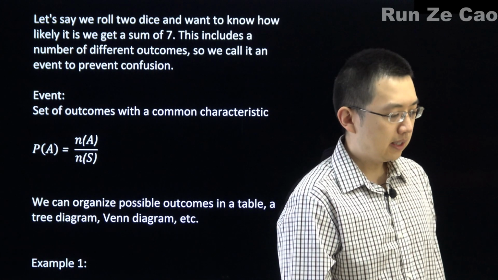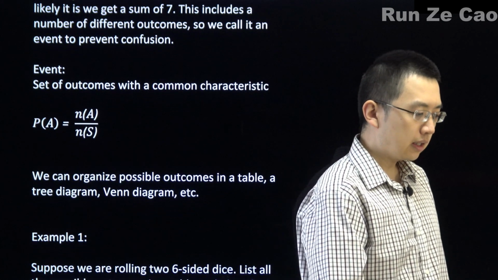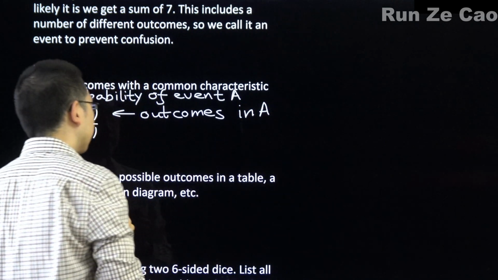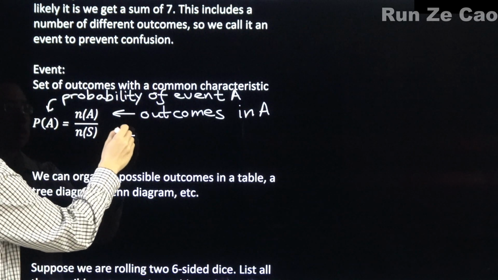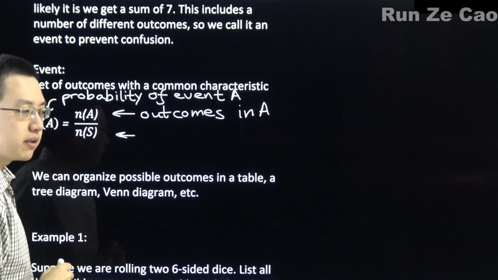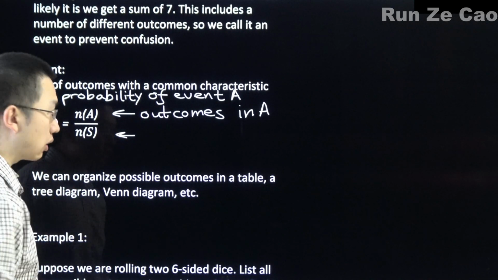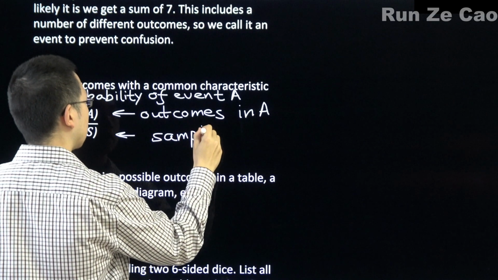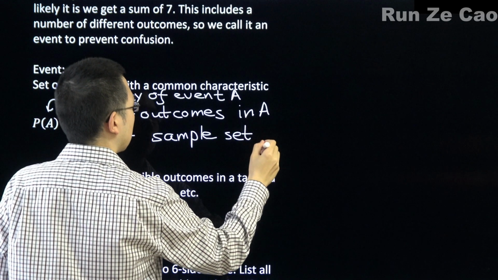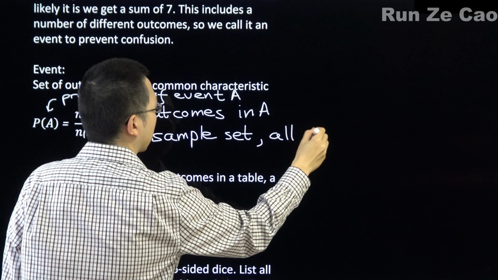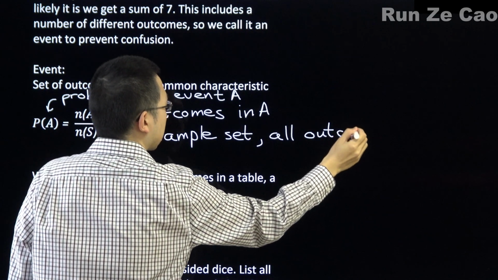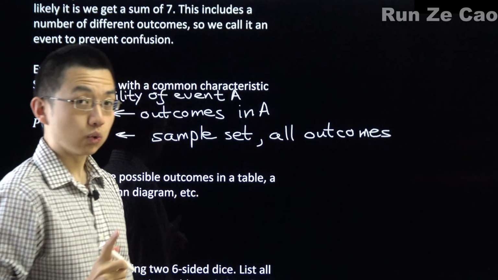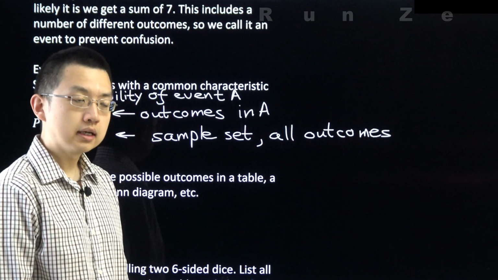So for an event, the probability of the event, notice that here we're making some assumptions, guys. We're dividing the number of outcomes that are in A by the total number of outcomes, so the sample set, all outcomes. Wait a second. This kind of assumes that each outcome is equally likely.